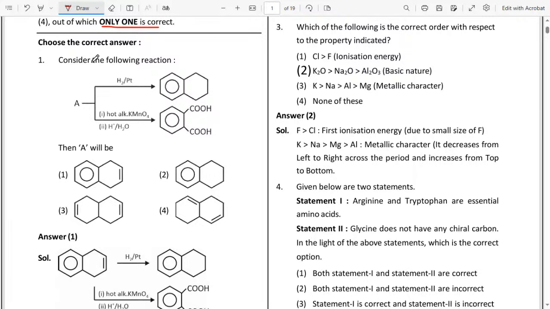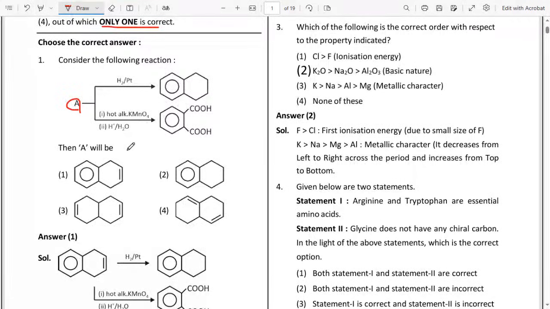Question 1, consider the following reaction. Dear students, here it is given that compound A, which we don't know, is taken and hydrogenolysis is done using platinum, which gives this benzene fused with cyclohexane, right? If the same compound undergoes hot alkaline KMnO4 oxidation followed by acid hydrolysis, it gives this dicarboxylic acid, that is phthalic acid. Then what is the compound A?